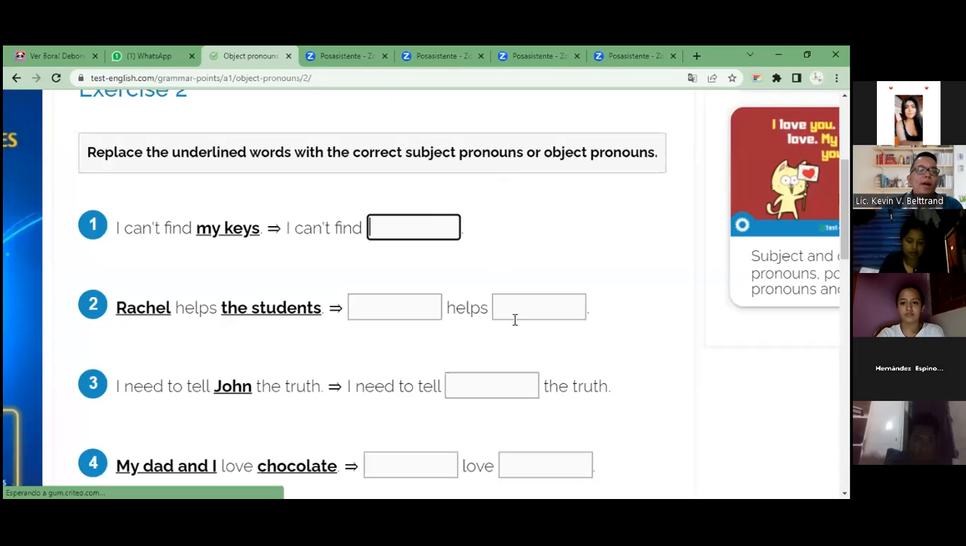Y aquí. But I don't see anything on the screen. It's a black screen. Yo veo una pantalla negra. No. Okay, excellent. All right, so let's go.